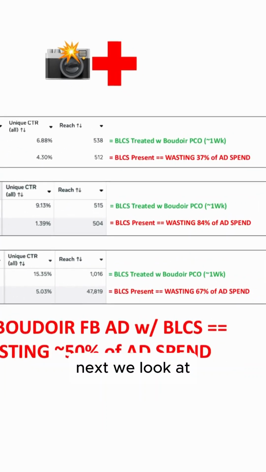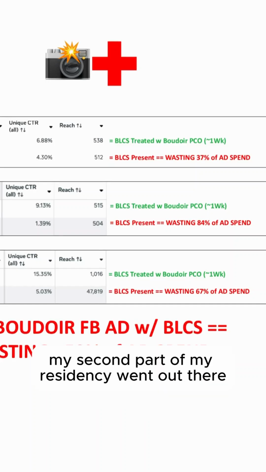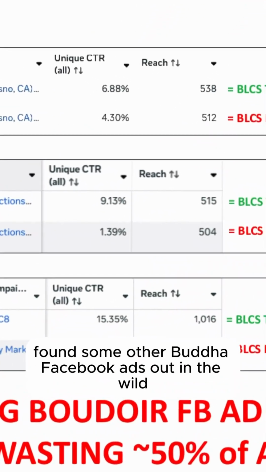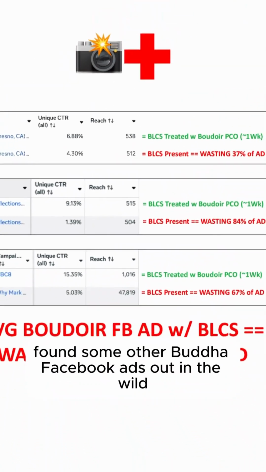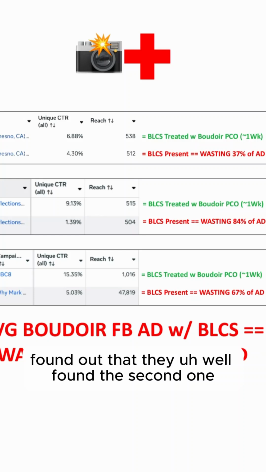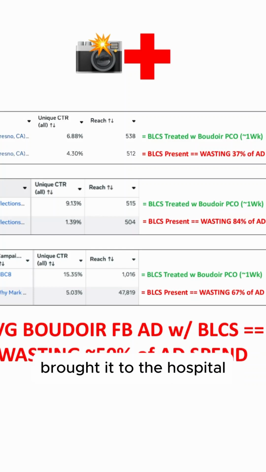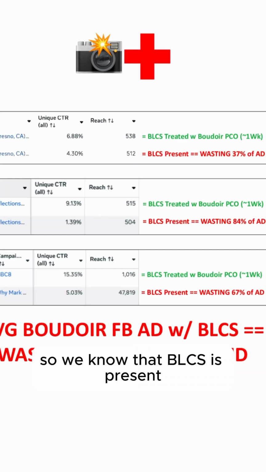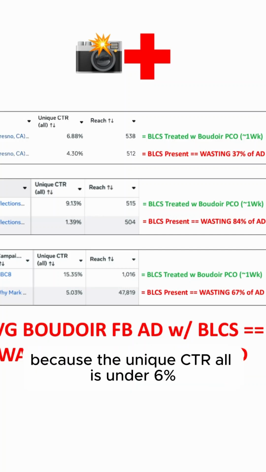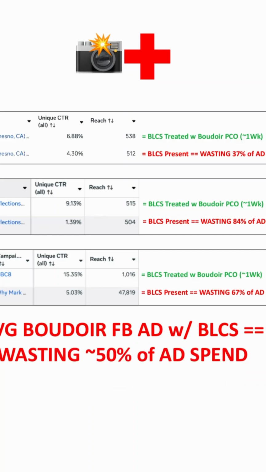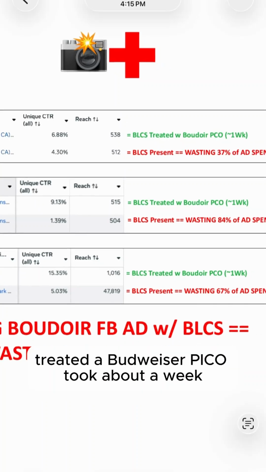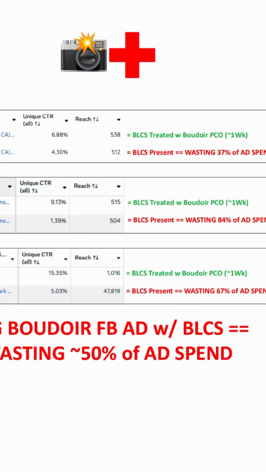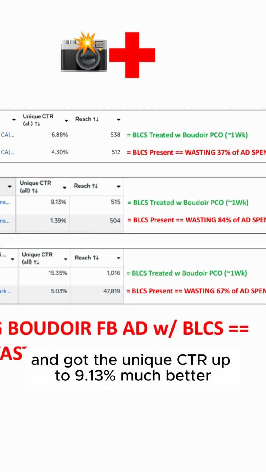All right, next, we look at the second part of my residency. I went out there, found some other Boudoir Facebook ads out in the wild. I found the second one, brought it to the hospital, treated it, and found its unique CTR was 1.39%. Okay, so we know that BLCS is present because the unique CTR is under 6%. So I duplicated it, treated it with Boudoir Pico, took about a week, and got the unique CTR up to 9.13%, much better.